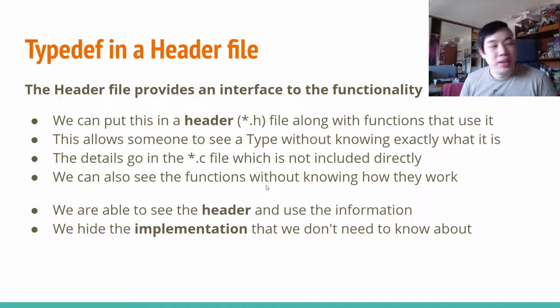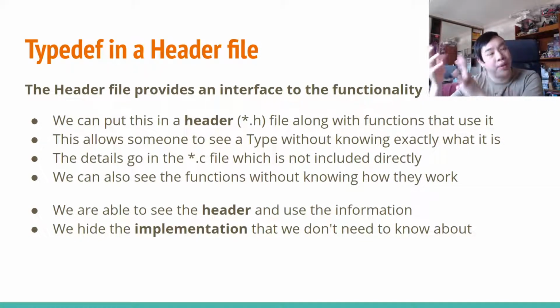Okay. So, the typedef is put in the header file. This means that everything that uses our abstract data type will see the typedef, which means everything that uses our abstract data type will be able to see the capital L library.